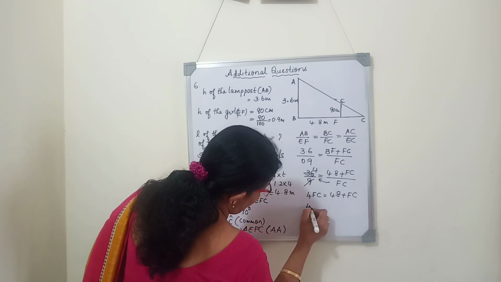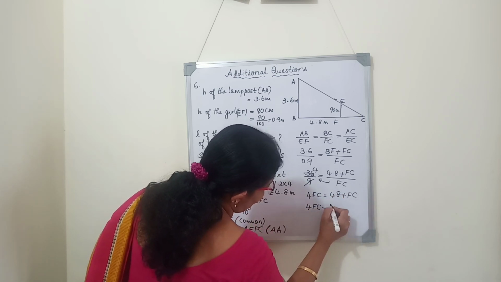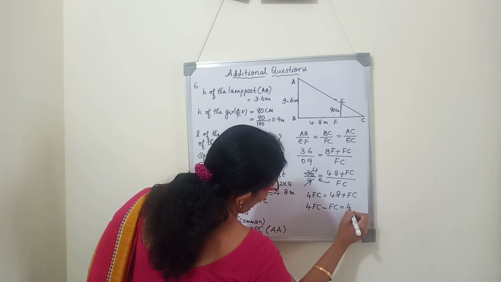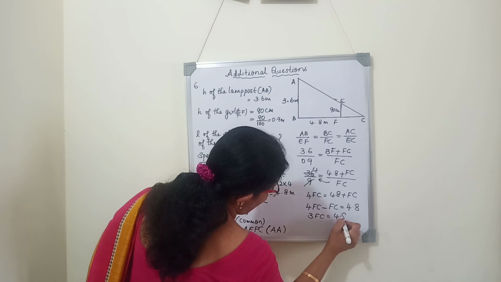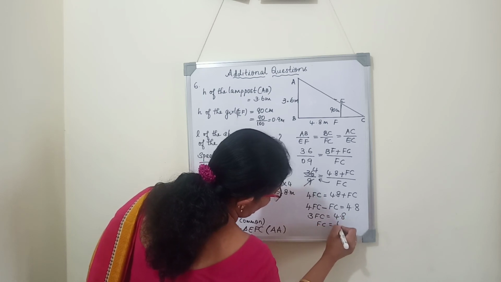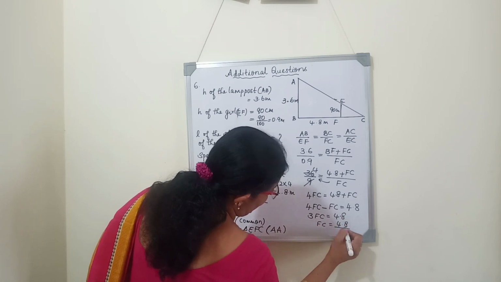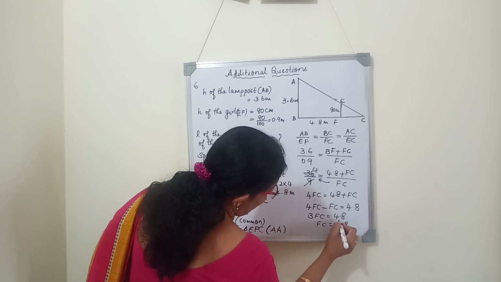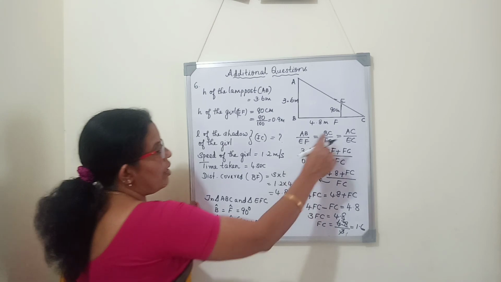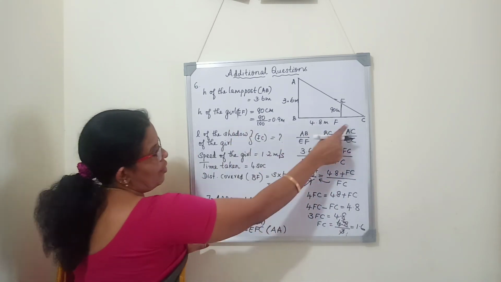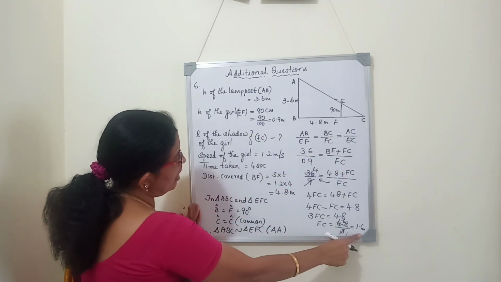So we will subtract FC from the left side. 4FC minus FC is equal to 4.8. 3FC is equal to 4.8. FC is equal to 4.8 by 3. We cancel. 3 ones are 3, 3 6s are 18. So 1.6. So FC, the length of the shadow of the girl, is 1.6 meter.